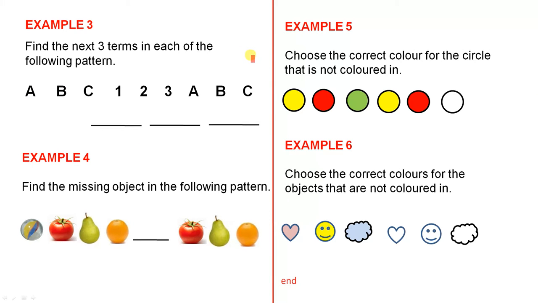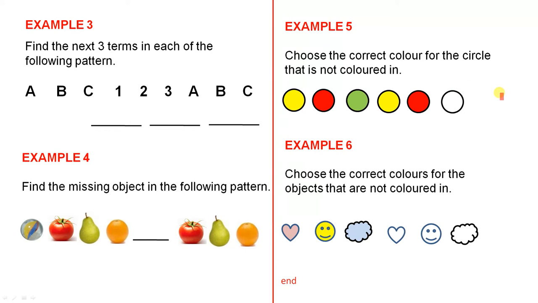Example 3. Find the next three terms in each of the following patterns. So here we are, there's our pattern here, and we just put the three terms there. Example 4, find the missing object in the following pattern. So there's something here that's missing, so help them to do it by explaining to them what's going on and what this object could be so that everything is very regular.